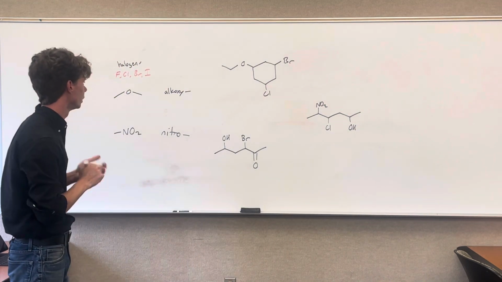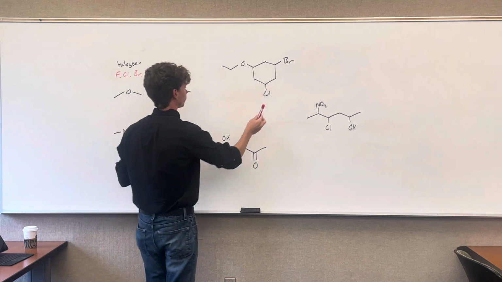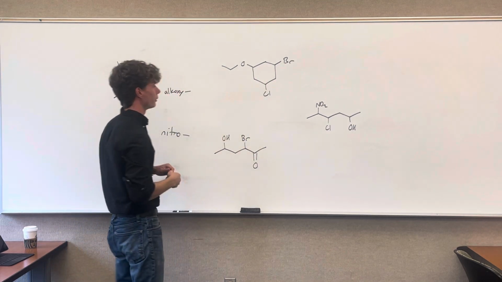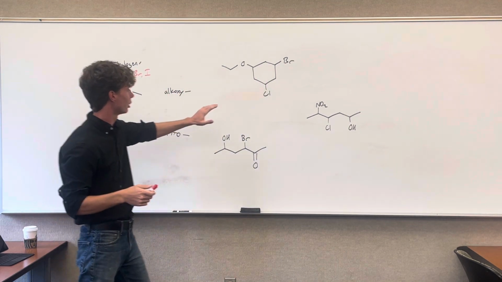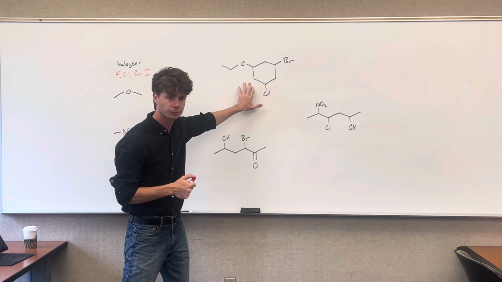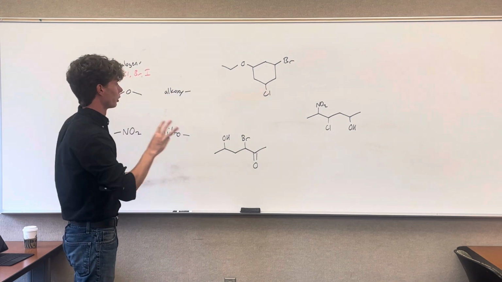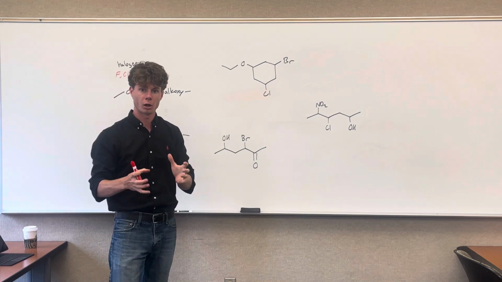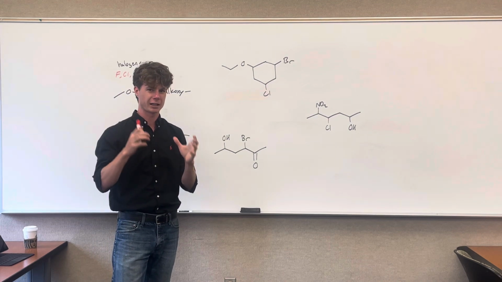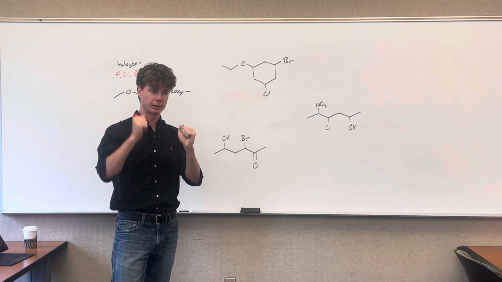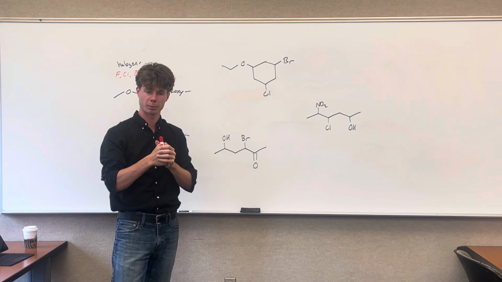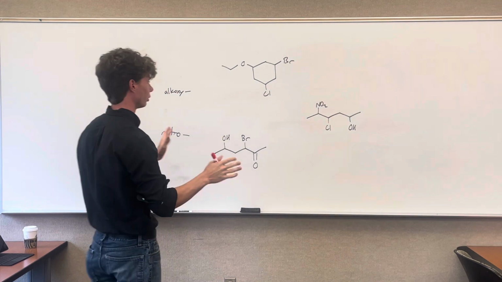these other ones. First example here, I have a ring structure, so our root should be cyclohexane. I have 3 functional groups, all of which are on this low priority list. So none of them is necessarily going to be our carbon number 1.